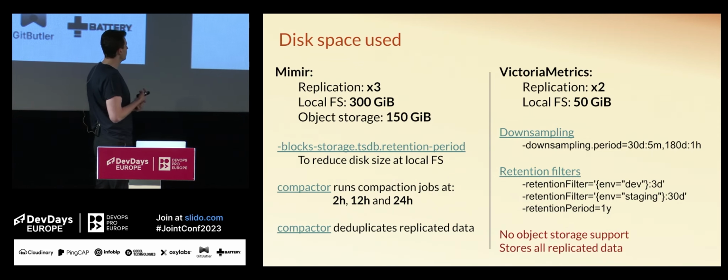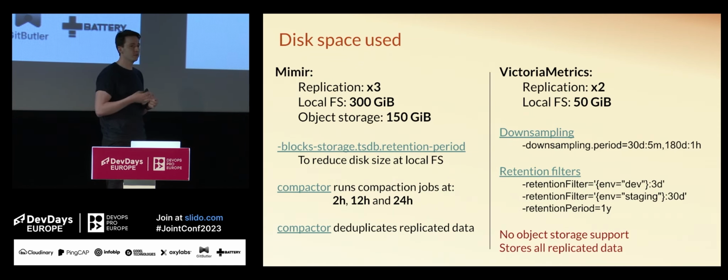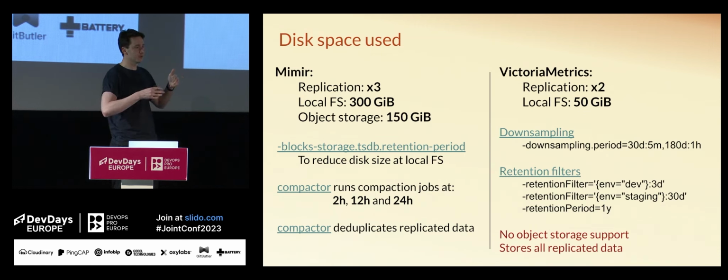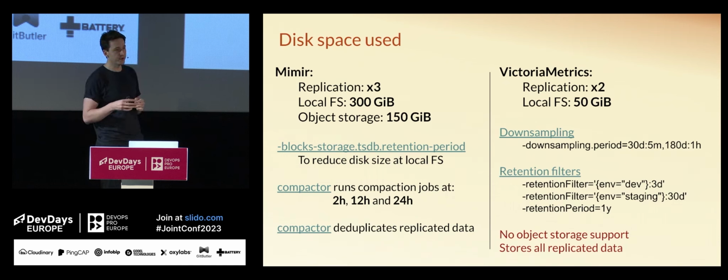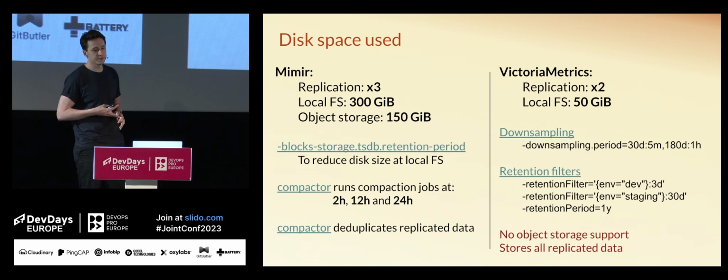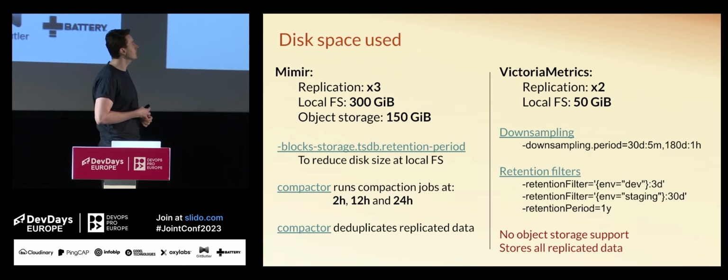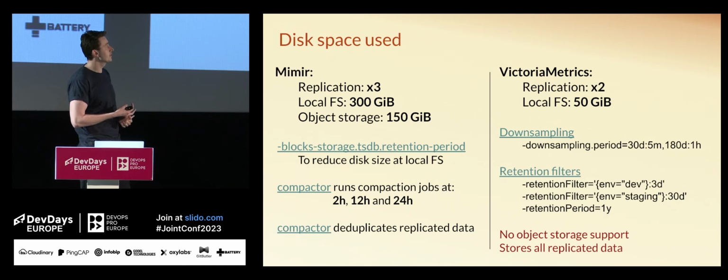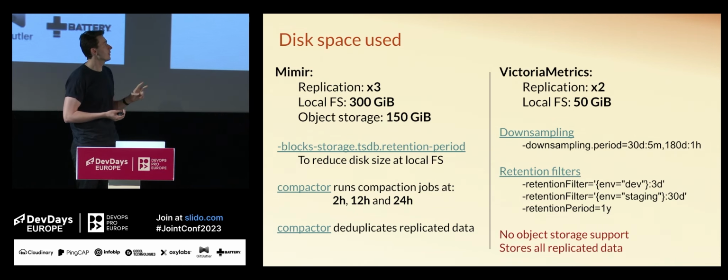And also, the cool thing about the compactor is that it deduplicates replicated data. We write 3 copies of data because the replication factor is X3, but on the object storage, after some time, the compactor will leave only 1 copy of the data and will remove the other 2. So in the long run, Mimir will compress data really well, I suspect. I don't know exactly, but from the documentation, it looks like this. It looks efficient. For VictoriaMetrics, disk space usage was 50 gigs for the same data, but with replication factor X2.